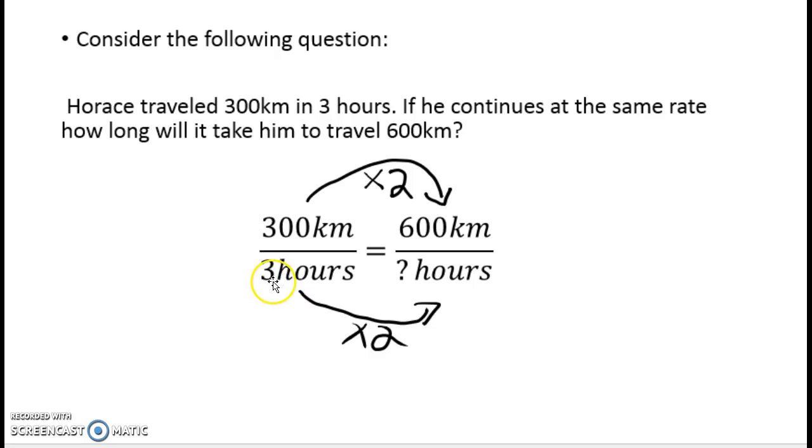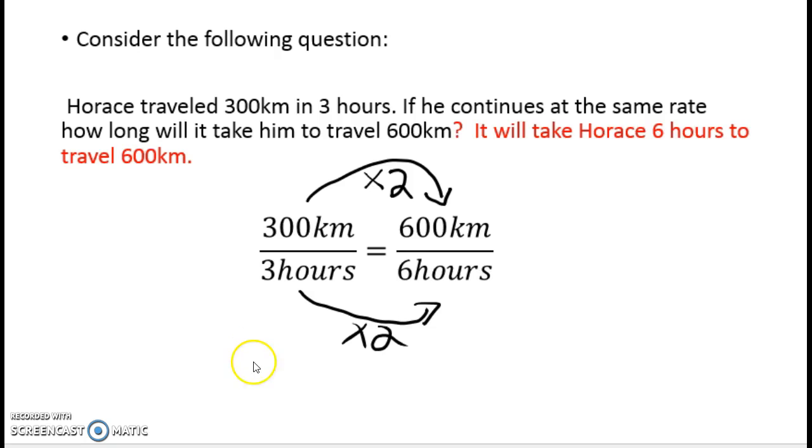Now I'm going to do the exact same thing to keep the relationship proportional. If I multiply the top by 2, I need to multiply the bottom by 2. So 3 times 2 gives us 6. So it'll take 6 hours. And of course I write my answer up here. So it will take Horace 6 hours to drive 600 kilometers.